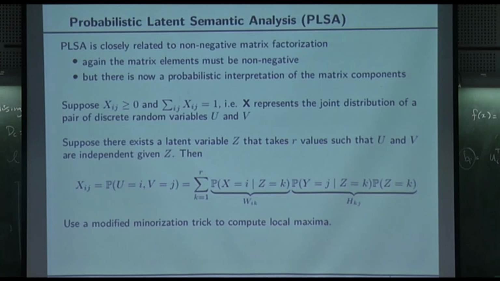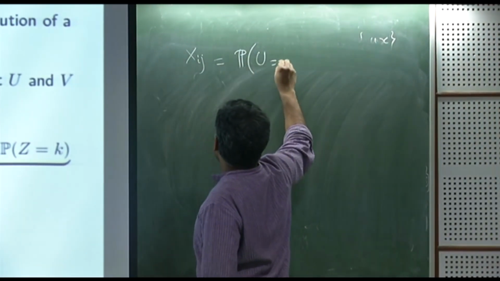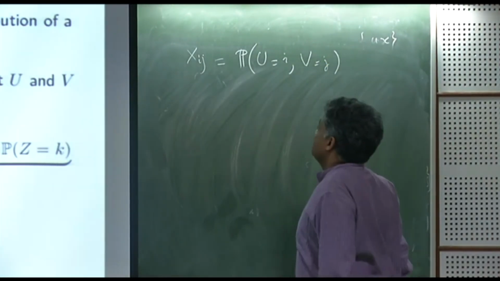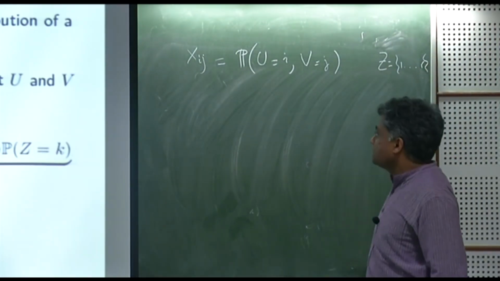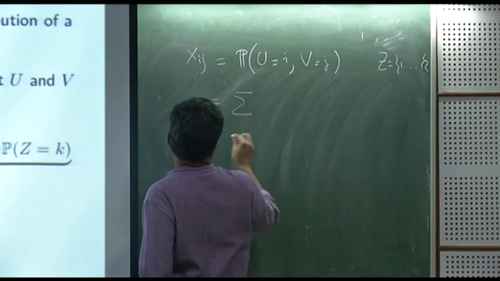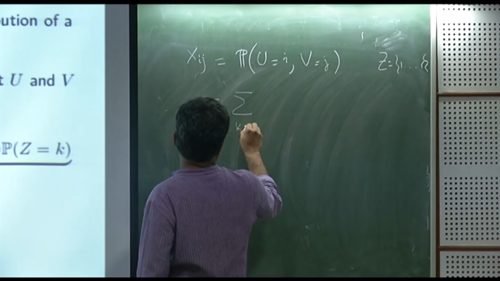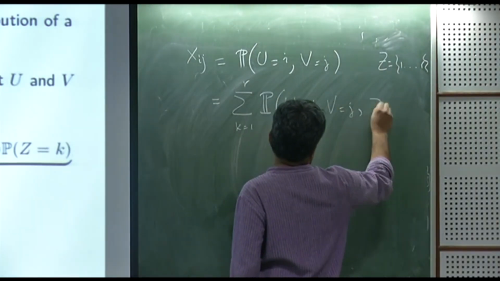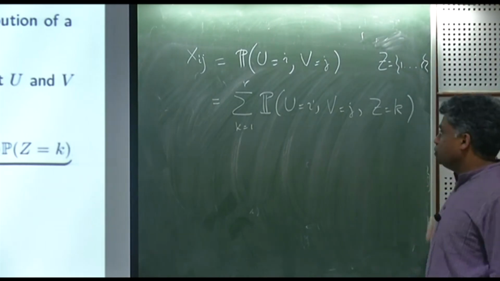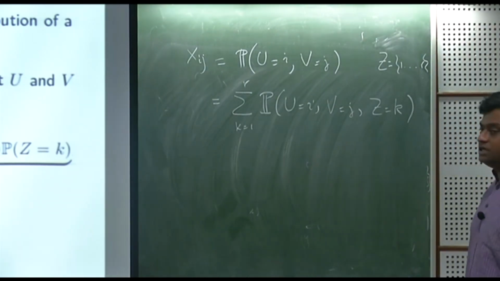Okay, let me actually write this down and let me tell you what this actually means. Let's say that X_ij is equal to the probability that U is equal to i and V is equal to j. Now suppose there is some random variable Z that takes values 1 through r. Then I can always write this as the summation over k taking values 1 through r of the probability of U equals i, V equals j, Z equals k. Right? You can always do this. This is a pretty simple idea.